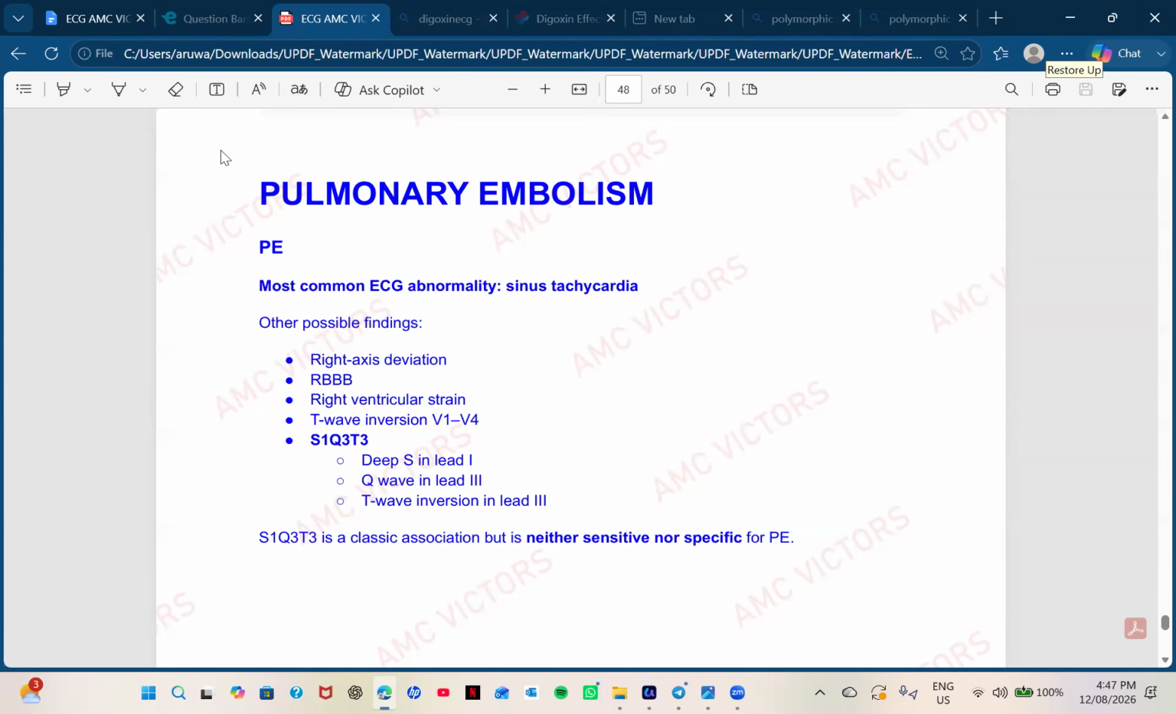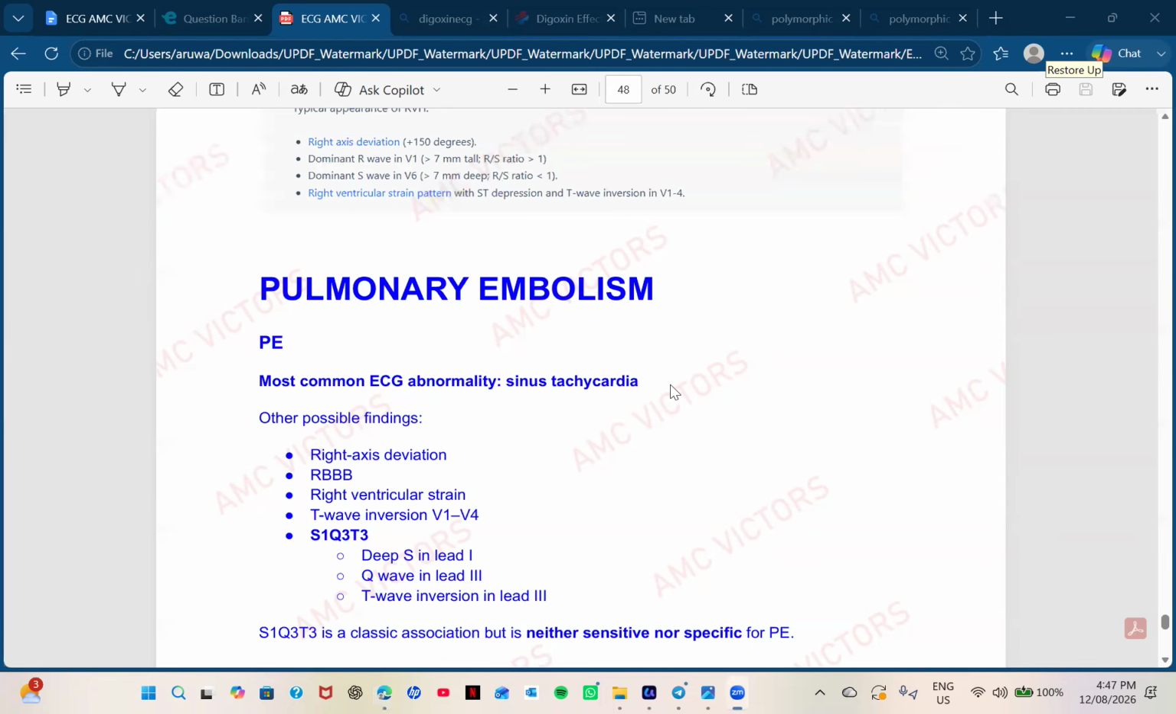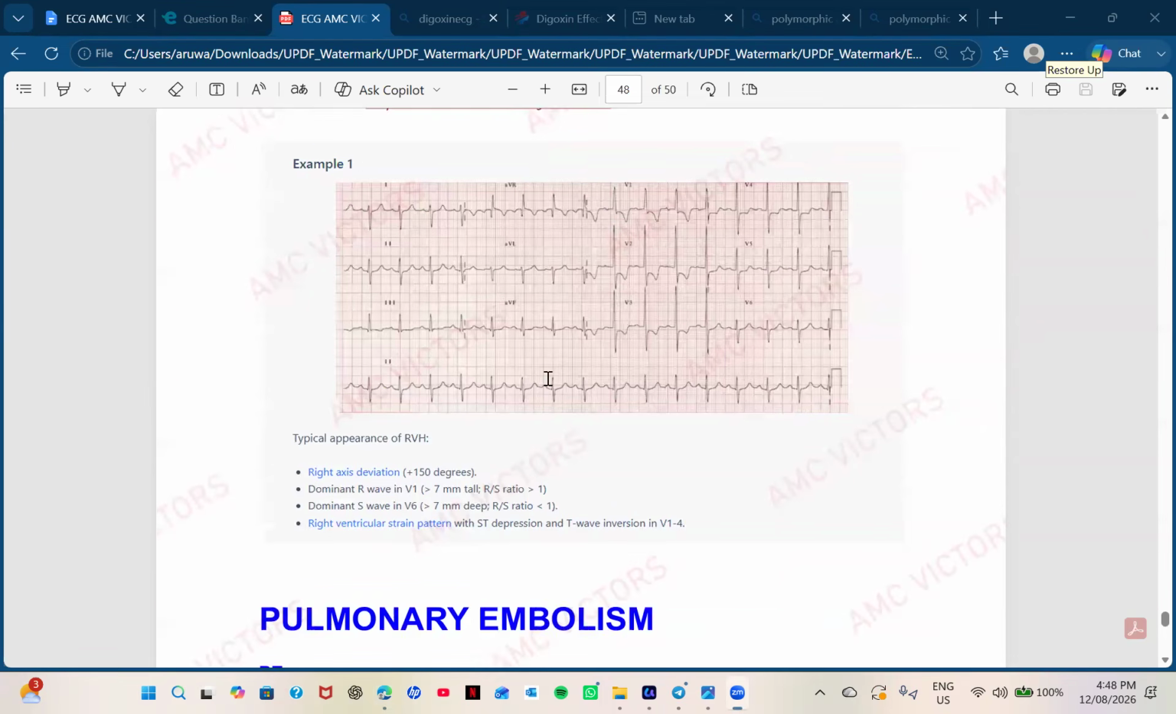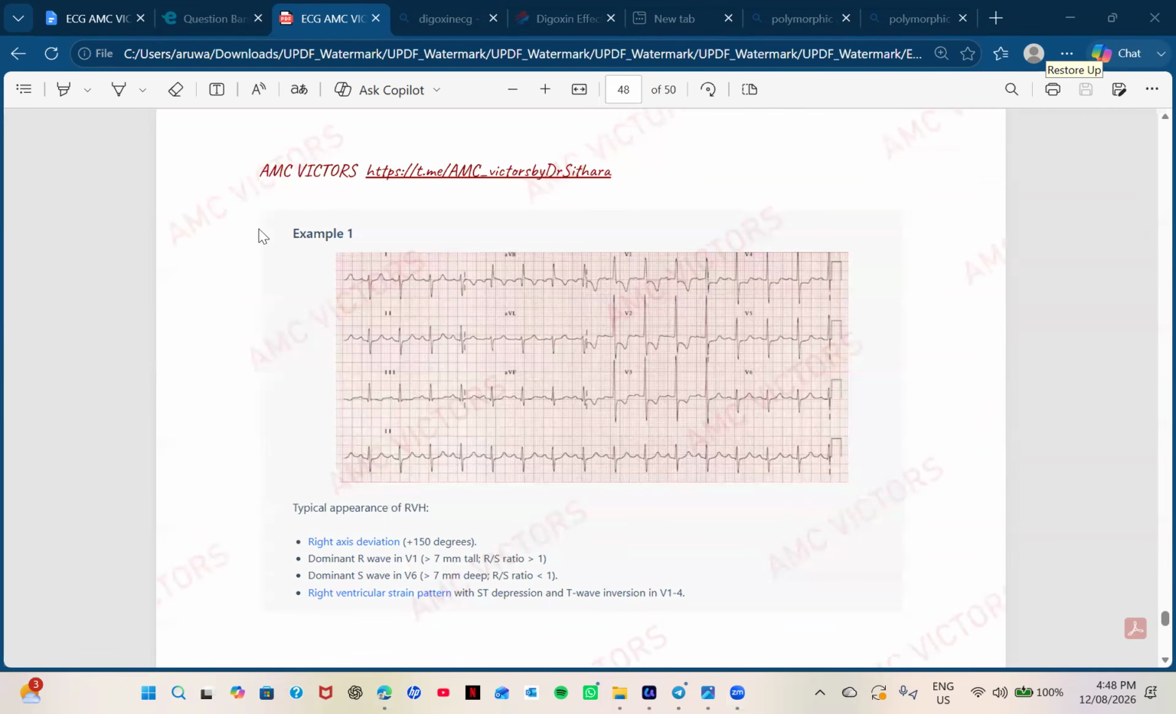Okay, I forgot to tell you how to understand the axis deviation, according to the lead 1 and lead 3, in relation to this hypertrophy. Right axis deviation, how to understand? Check lead 1 and lead 3. Tell me, doctors, is there any simple way you can understand? Easy, I will tell you the easiest way because I forgot to tell. So, right axis deviation.